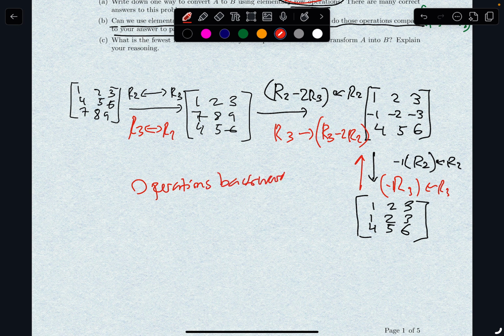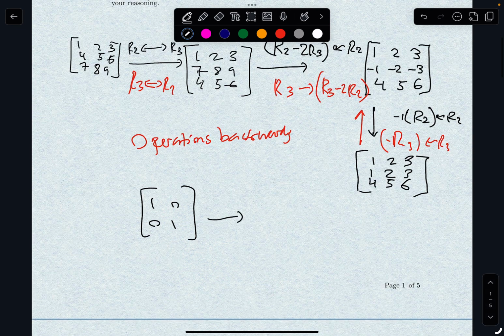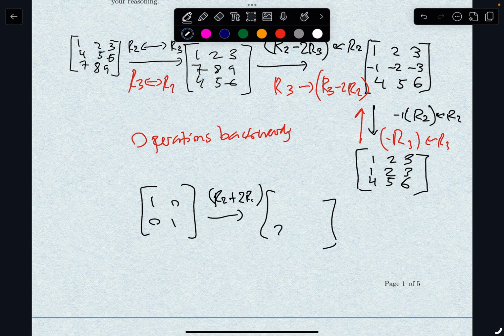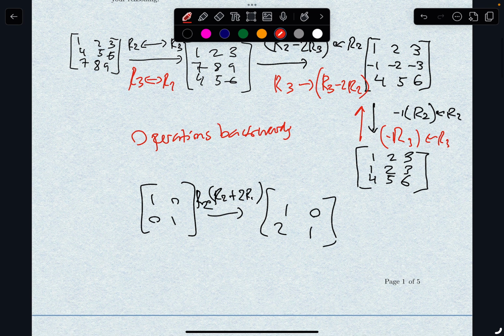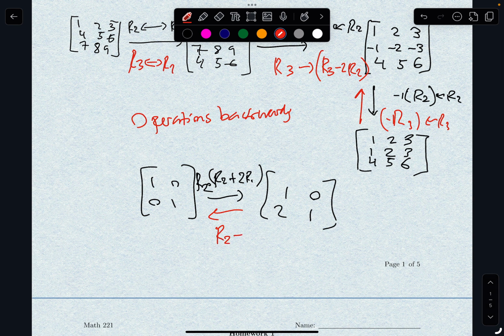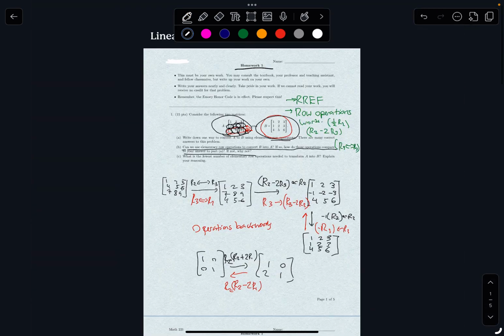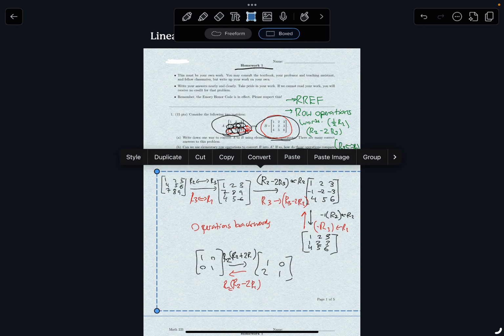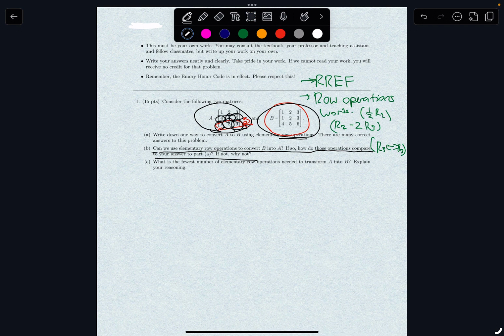So you're just doing the operations backwards. An easier way to see it is like if you have 1, 0, 0, 1, and you go forward, you do R2 plus 2 times R1, right? You would get 2, 1. Let's say this is our R2, plus 2 times R1. If you want to go backwards, all you have to do is R2 minus 2 times R1. It's going to be a new R2, and you literally go backwards. So that's kind of the main idea there. That's important later on in inverse matrices. Don't worry about that. I'll take you guys through the whole issue.